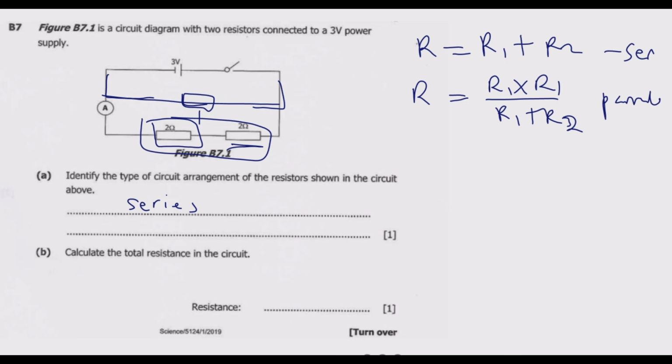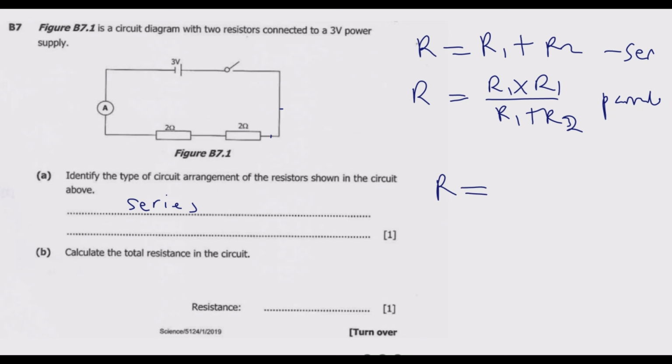Since this is a series circuit, we are going to use the first one as the formula to find the total resistance. So R will be equal to 2 plus 2, which is equal to 4 ohms. So 4 ohms is the total resistance.